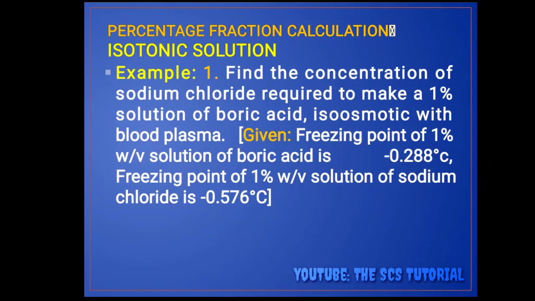We can clear it up by going through an example: find the concentration of sodium chloride required to make a 1% solution of boric acid isosmotic with the blood plasma. Here the freezing point of a 1% weight by volume solution of boric acid is minus 0.288 degrees Celsius, whereas the freezing point of a 1% weight by volume solution of sodium chloride is minus 0.576 degrees Celsius.